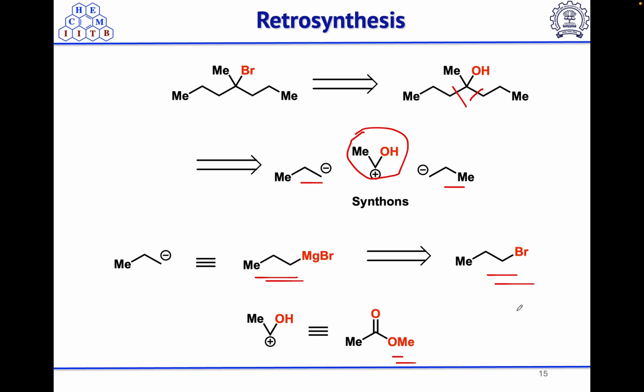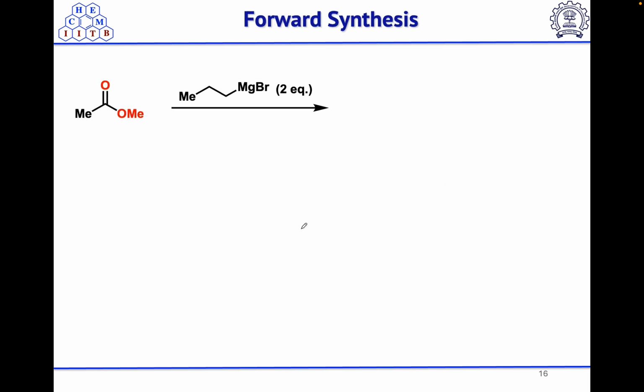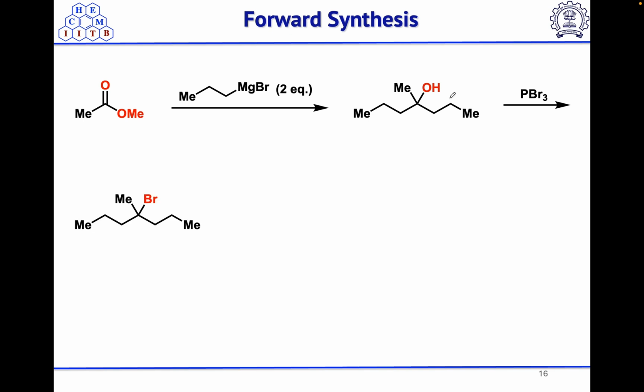In the forward synthesis we will start from propyl bromide and this methyl ester, methyl acetate. First, if we treat methyl acetate with two equivalents of propyl Grignard reagent, we'll get addition of the propyl group to this ester, and we'll get this tertiary alcohol, right? And this tertiary alcohol we can easily convert to the corresponding bromo compound by treating with PBr3, and we will get this alkyl bromide compound.